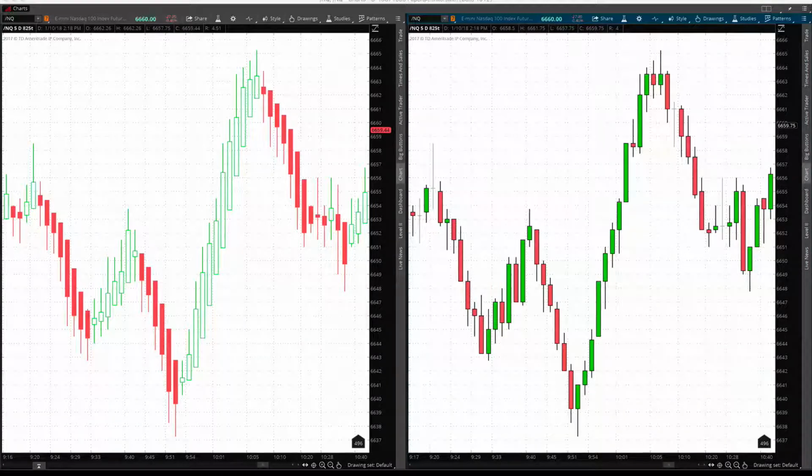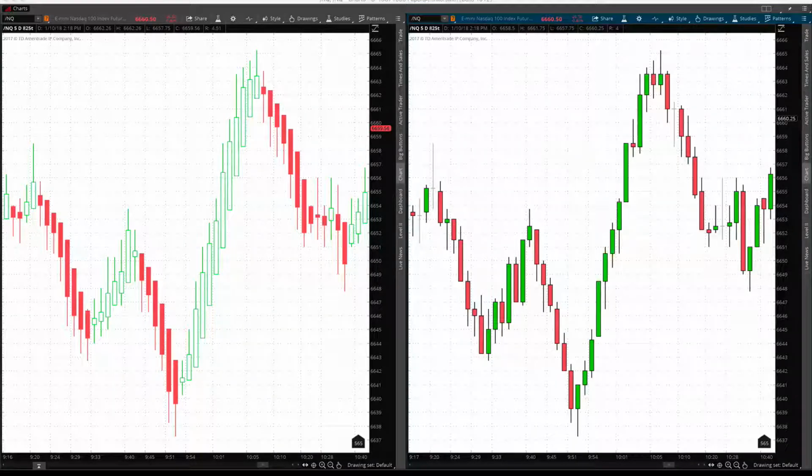But you'll notice that on the left hand side, I've got a Heikin Ashi chart, and on the right hand side I have a traditional candlestick chart. This is for the NQ, the Nasdaq futures contract, and this is the exact same portion of time that we're looking at.